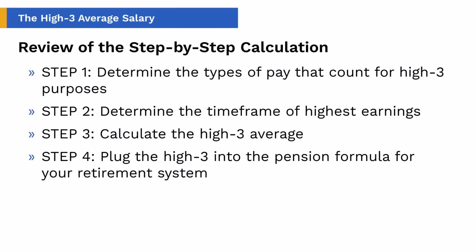All right, so let's review the step-by-step calculation. Step number 1 is you have to figure out what types of pay you've received and do they count for High-3 purposes. Step 2, figure out that time frame of where those highest earnings were, of the qualified earnings for High-3. The third step is to actually calculate that High-3 average based on the 36 months where your highest earnings were all together. And then step 4, plug that High-3 into the pension formula for your specific retirement system.